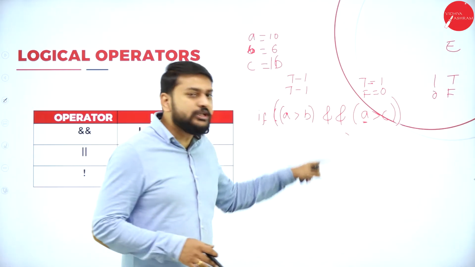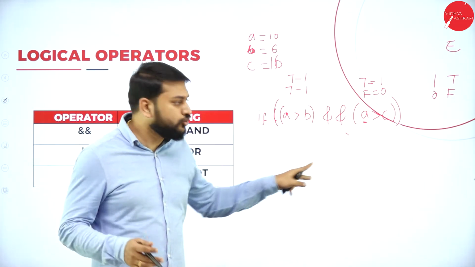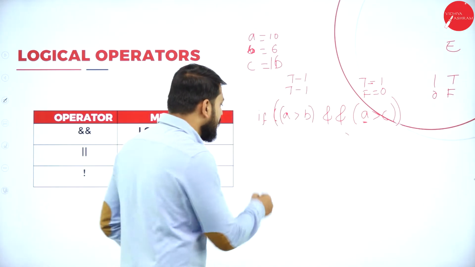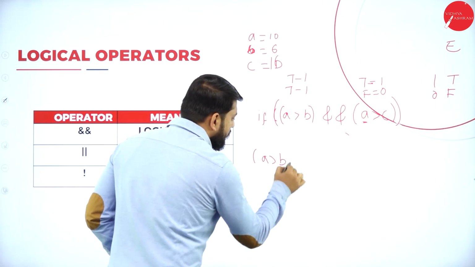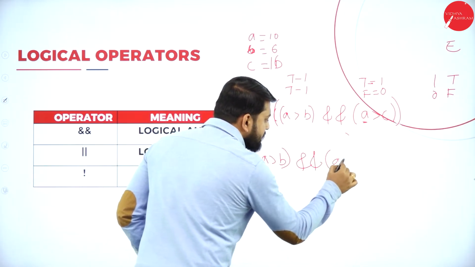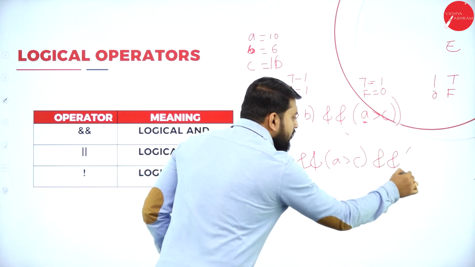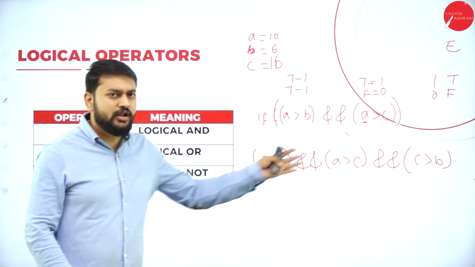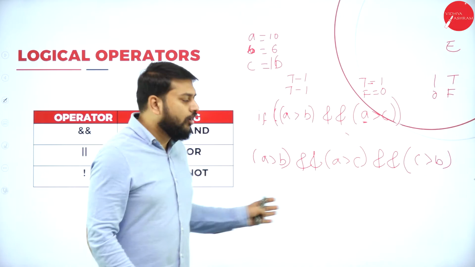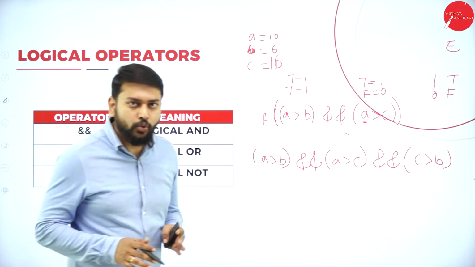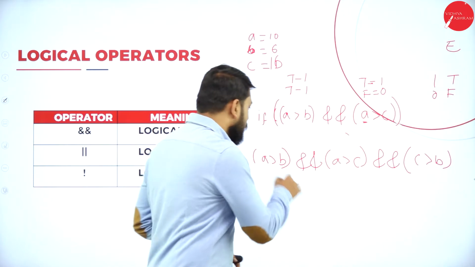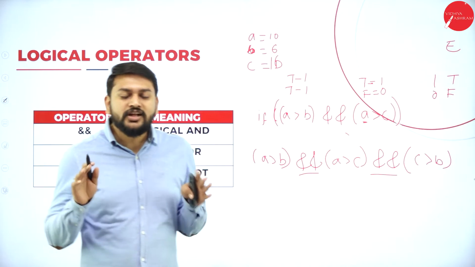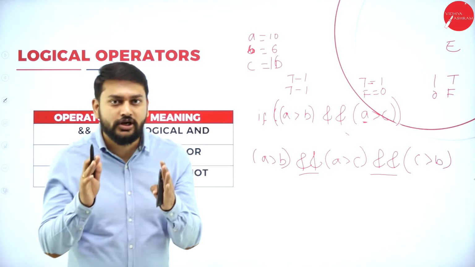Sir, if I am using AND gate or if I am using logical OR, should I use only 2 conditions? No. You can use n number of conditions. I can also write like this. Say for example, A is greater than B and A is greater than C and C is greater than B. You can write n number of conditions, but make sure that all the conditions are true, then only it will give you true. If any one of the conditions is false, whenever you are using AND, the condition fails. That is the basic thing that you need to remember.